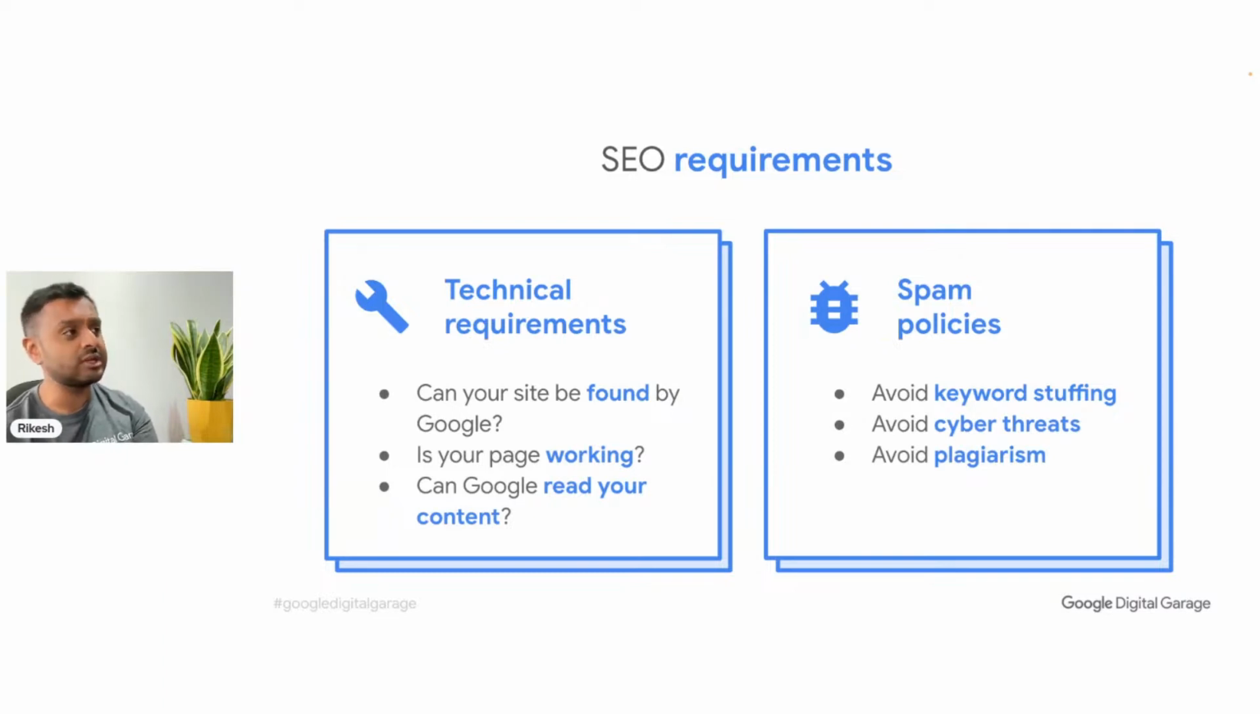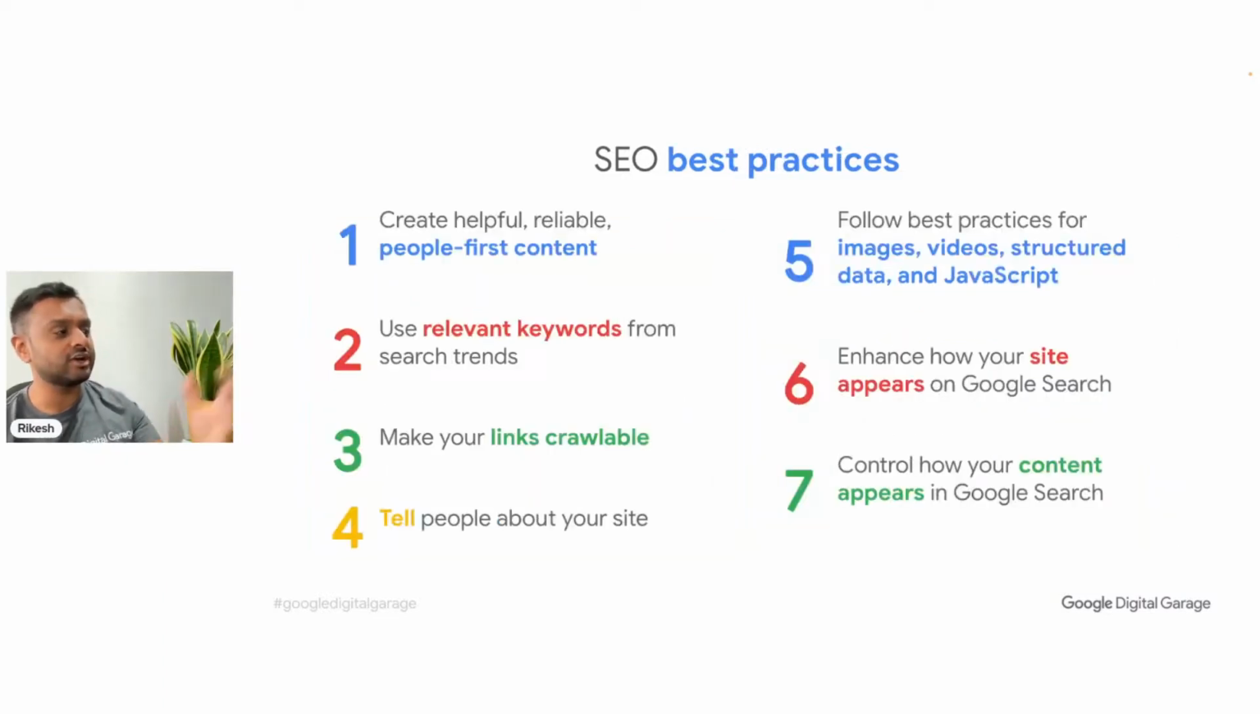So some best practices when it comes to search engine optimization. You can see 7 here on screen. Create helpful, reliable, people-first content. As I mentioned, that is the fundamental of getting that person from trigger to purchase, and hopefully navigating that messy middle as quickly as possible. Use relevant keywords from search trends, and that's where we can use Google Trends to our advantage that we saw earlier on.